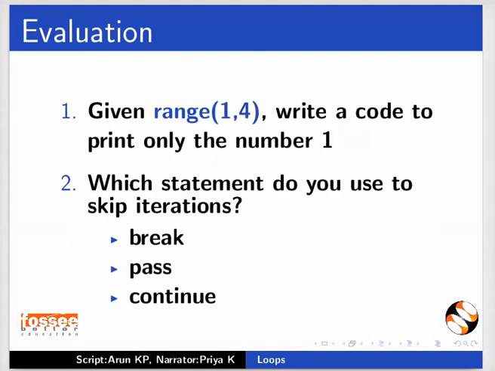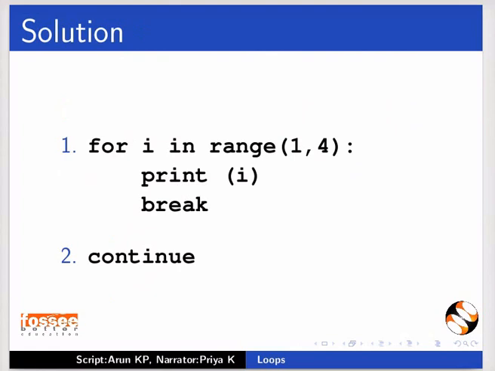Here are some self-assessment questions for you to solve. First, given range 1, 4, write a code to print only the number 1. Second, which statement do you use to skip iterations? And the answers. First, we can use the break statement in the for loop as shown here. Second, in order to skip iterations, we can use the continue statement.